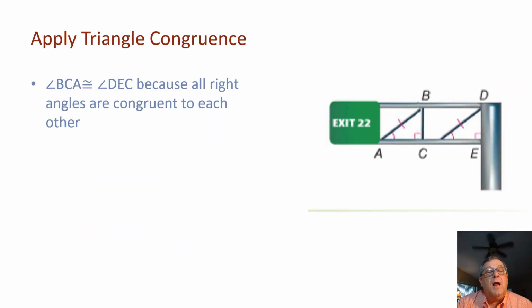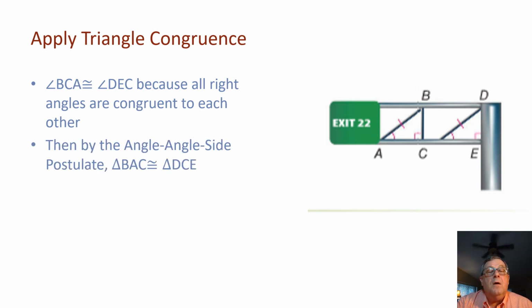All right, so then angle BCA, which we just talked about as a right angle, is congruent to angle DEC because all right angles are congruent to each other because they're 90 degrees. They've got to be congruent, right? So then by the angle, angle, side postulate, triangle BAC is congruent to triangle DCE. And now we're ready to finish off with our proof statement.